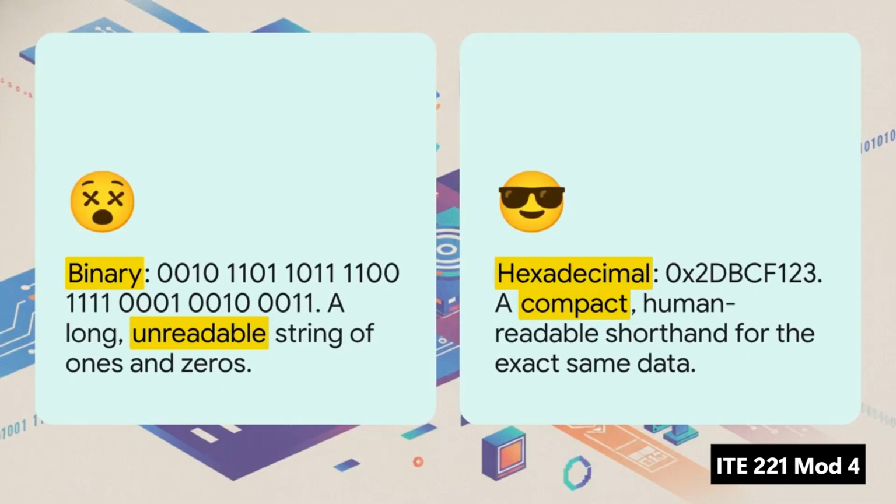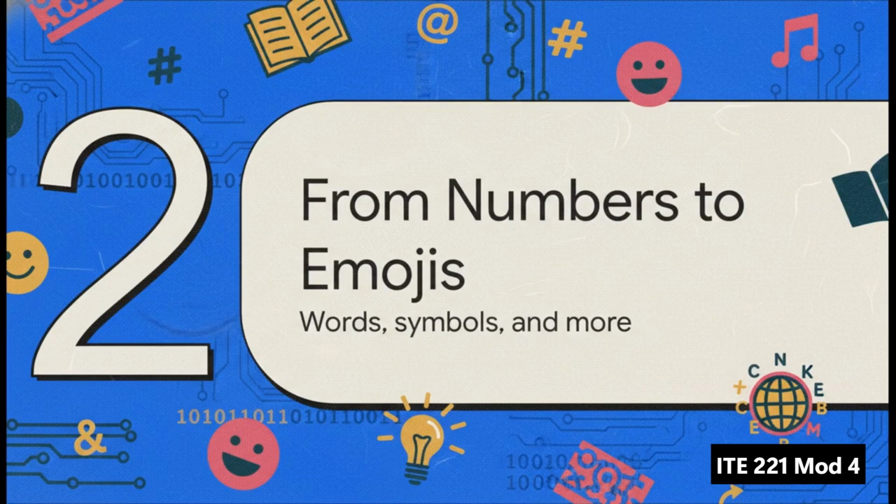And here is that better way. This beautiful, compact thing on the right is hexadecimal, or just hex for short. Think of it like a human-friendly shorthand for binary. It's a base 16 system. And the magic is that each hex character represents exactly 4 binary digits. It turns that unreadable mess into something a programmer can actually work with. So, great. We can represent big numbers in a compact way.